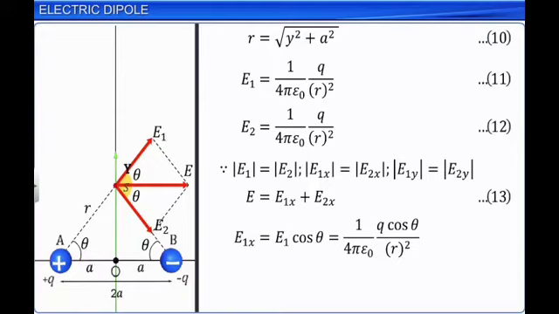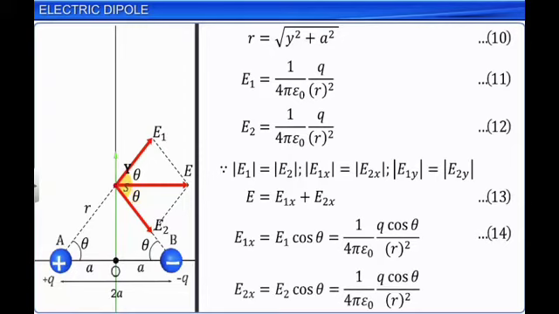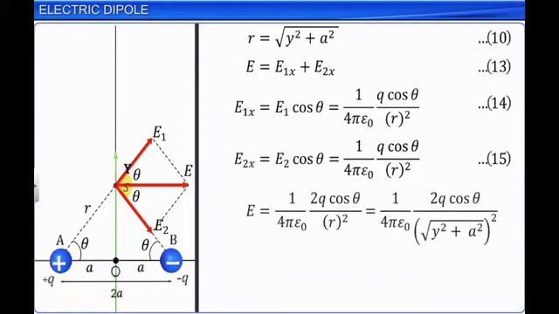Similarly, the angle between E2 and x-axis is theta, and hence E2x is equal to E2 cos theta, which is equal to 1 by 4 pi epsilon naught into q cos theta by r square. Let this be equation 15. Substituting equations 14 and 15 in equation 13 and simplifying, we get the magnitude of the electric field at the point S. E is equal to 1 by 4 pi epsilon naught into 2q cos theta by y square plus a square. Let this be equation 16.